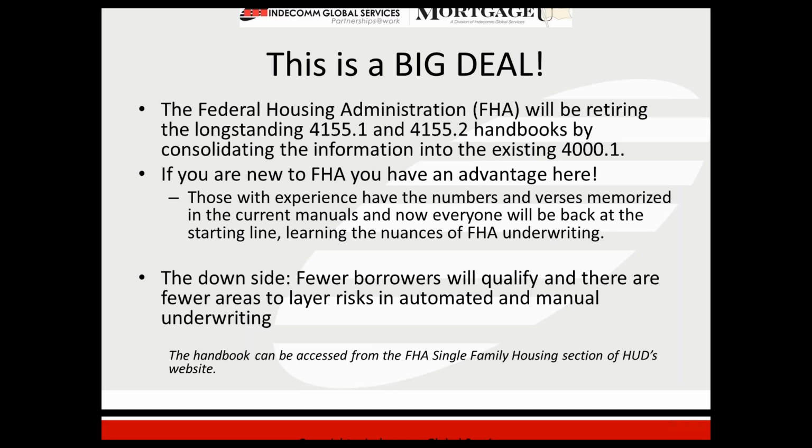And now with the new 4000.1, we really are all at the starting line, learning how it's organized, where the new guidelines call, and what documentation requirements call for, learning the nuances of FHA underwriting. The downside is that, unfortunately, fewer borrowers will qualify because there are some very strict standards when it comes to credit, income, assets, and appraisals now that we weren't used to in the past. There are fewer areas to layer risks in automated and manual underwriting as well. So we'll go through those details with you. You also should have a training job aid to use in collaboration with this PowerPoint, and I'll be referring to that job aid as we move along through these guideline changes.